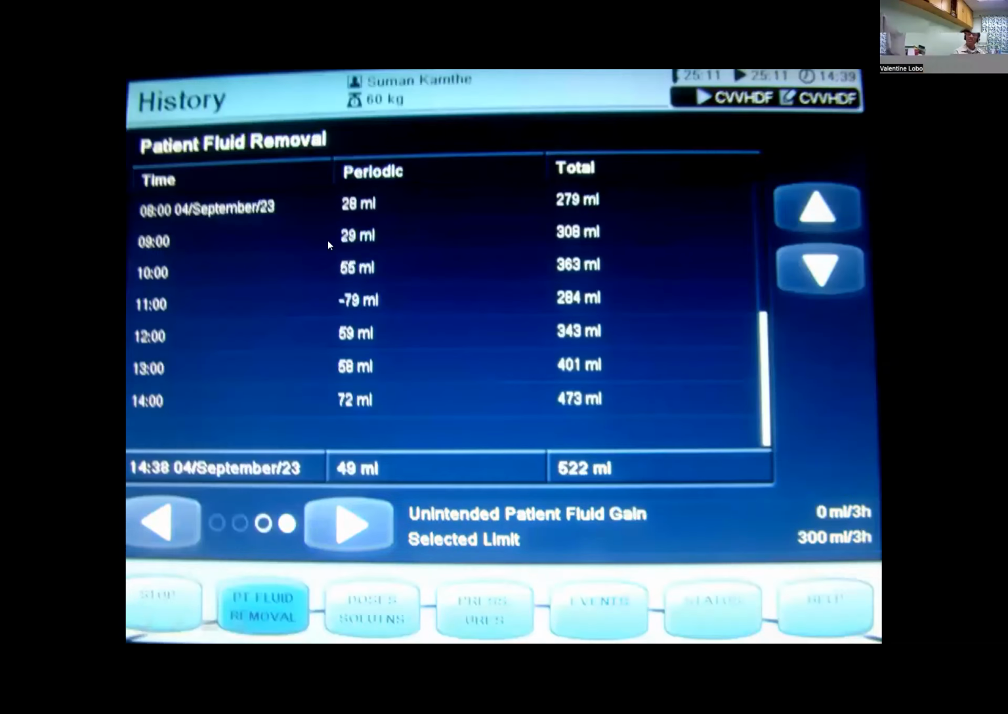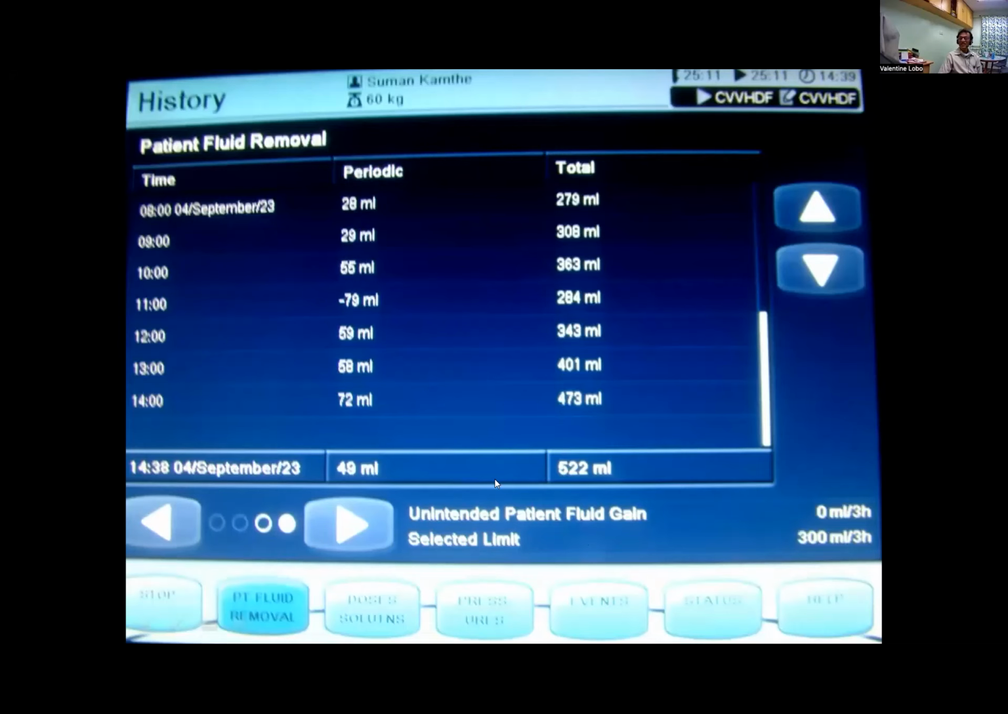Look at this, it's even worse. Here is a patient in whom we are trying to ultrafilter, and yet at 11 a.m., the machine actually made the patient positive. 79 ml of extra fluid entered the patient rather than an ultrafiltration being removed. So here we have a situation which is unacceptable, and yet the unintended gain over the last 3 hours was 0 ml, and so the machine would not alarm.